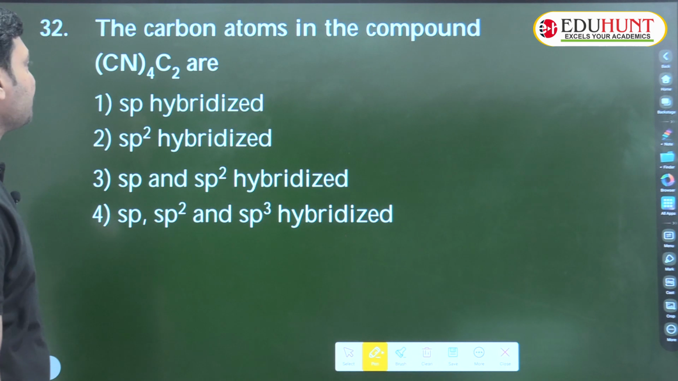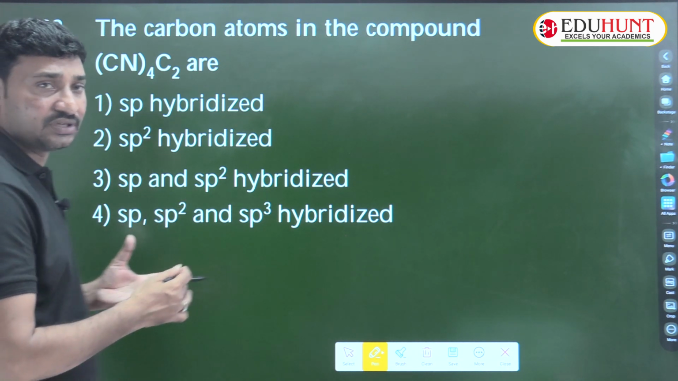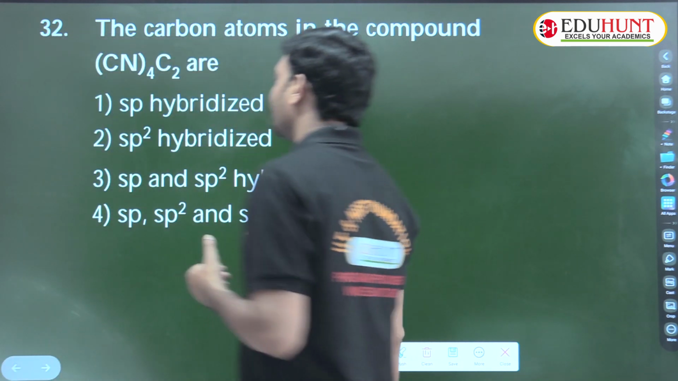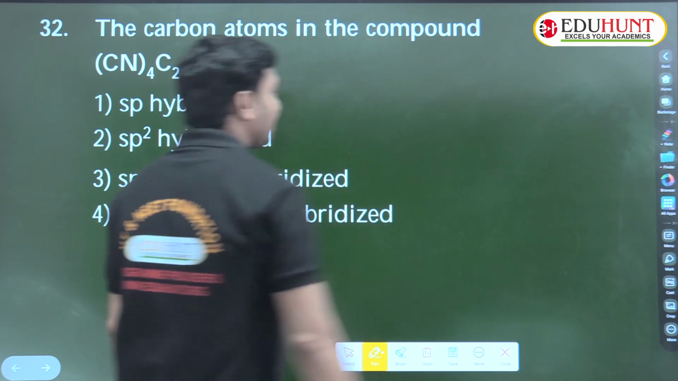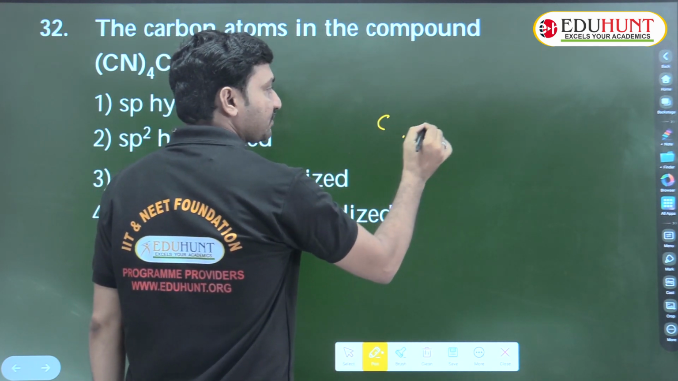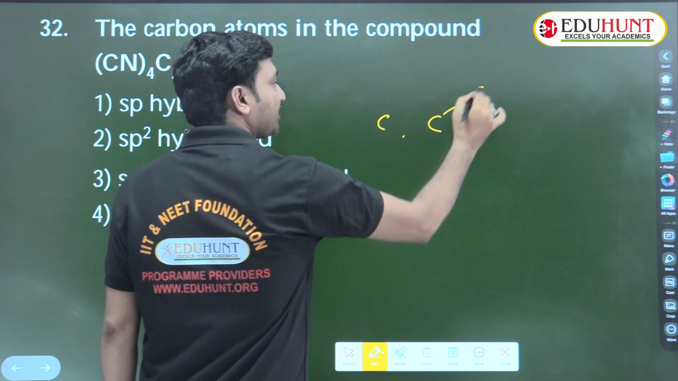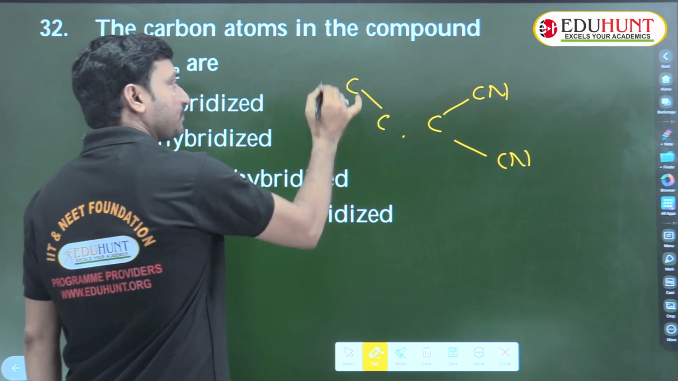The carbon atoms in the compound C(CN)2=C(CN)2. First of all, we should write the structure. There are two carbon atoms, right? Two carbon atoms, and four cyanide groups.